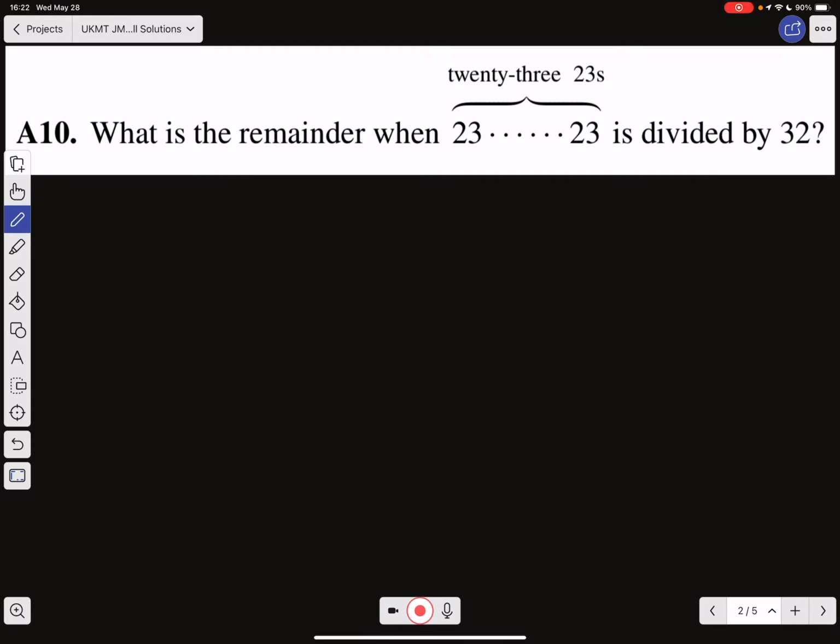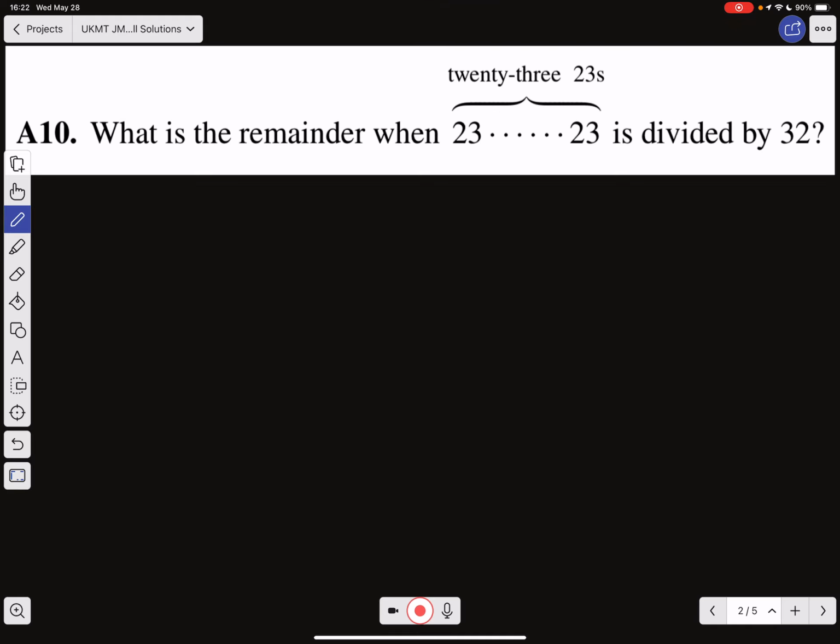Problem A10. What is the remainder when 23 times is divided by 32? Now, to do this, you have to invent a divisibility rule, right?